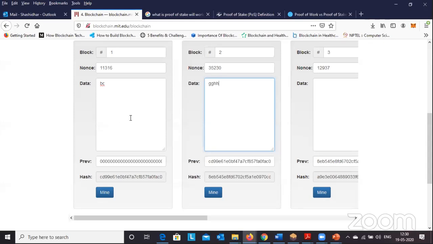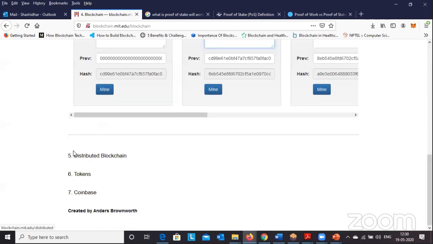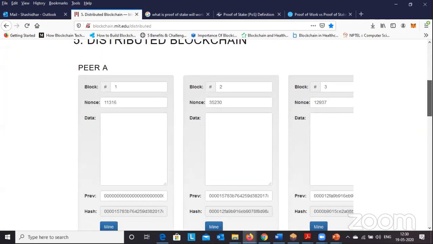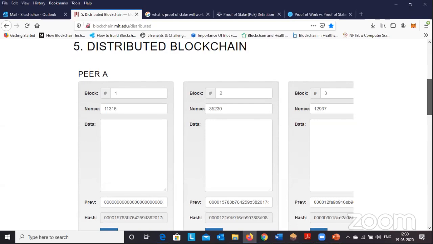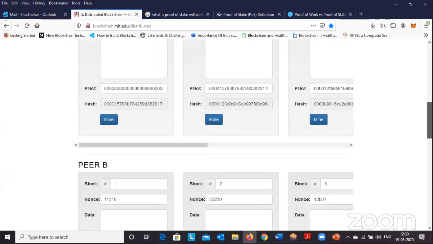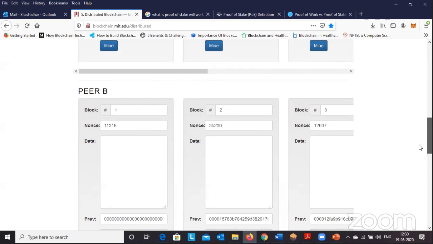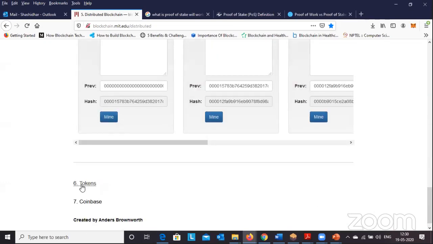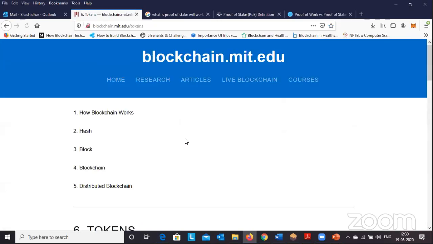Let's discuss more about blockchain. Here we have a distributed blockchain. It is not only a single peer. Here the different nodes will be differentiated as different peers or nodes. So this is peer A, now peer B, like that. This is a distributed blockchain. Now we have tokens. You can look into the slides.